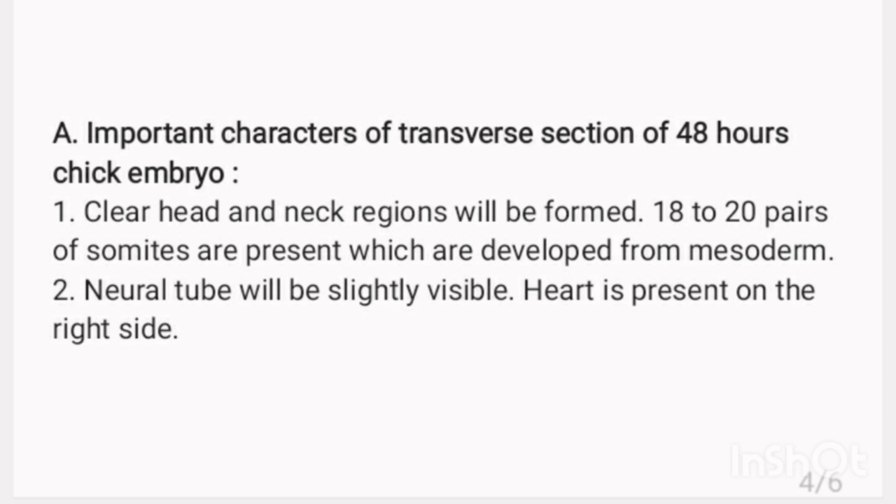A. Important characters of transverse section of 48 hours chick embryo. 1. Clear head and neck regions will be formed. 18 to 20 pairs of somites are present which are developed from mesoderm. 2. Neural tube will be slightly visible. Heart is present on the right side.